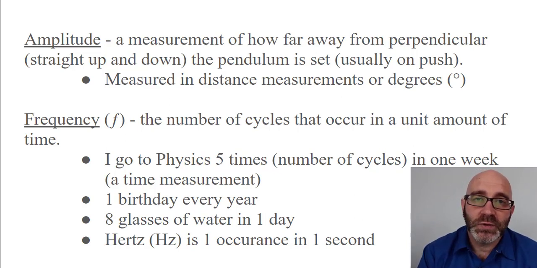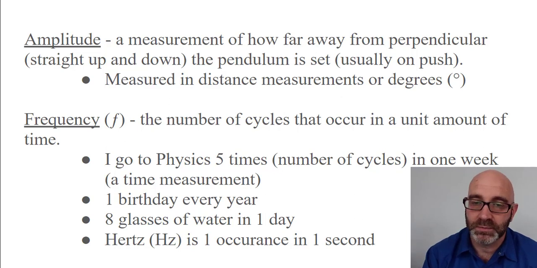In science class, we can measure frequency in a unit called hertz. And by definition, a hertz is 1 occurrence in 1 second. If something happens twice in 1 second, we'd say 2 hertz. And 6 times in 1 second, we'd say 6 hertz.